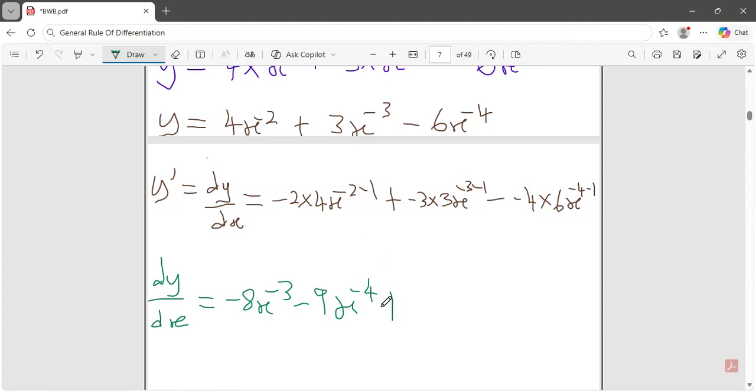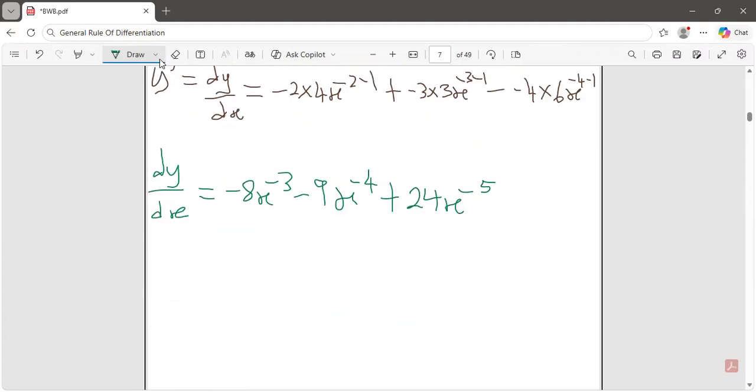Over here, again, we say that positive 4 times 6 is going to give us 24. So we're going to get 24x exponent negative 5. You're going to be left with 24x exponent negative 5. As simple as ABC.